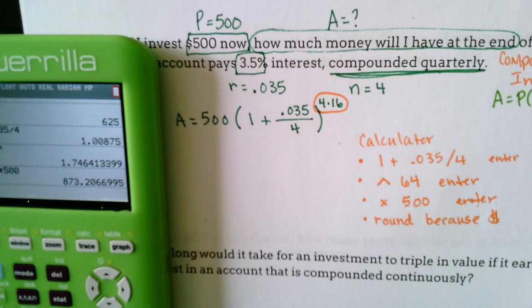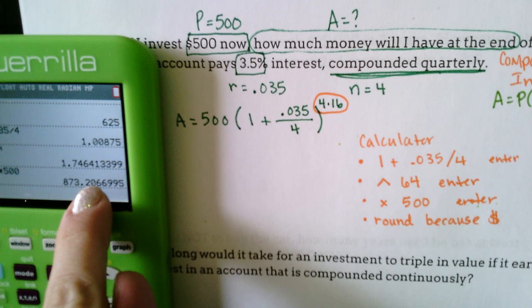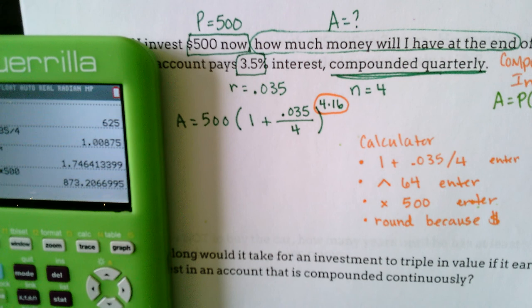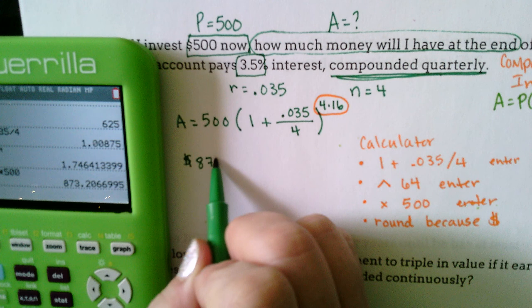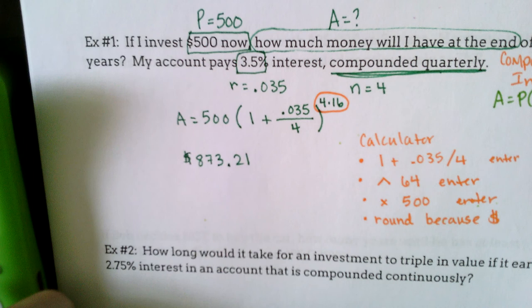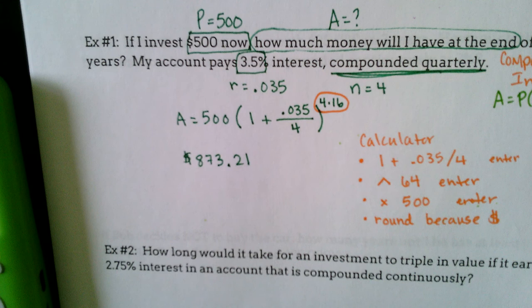So that would be 20.66995 cents. So I'm going to round that to 21 cents. So my ending answer would be $873.21. So at the end of 16 years, that's how much money I would have. Make sure that you wait to round at the last step.